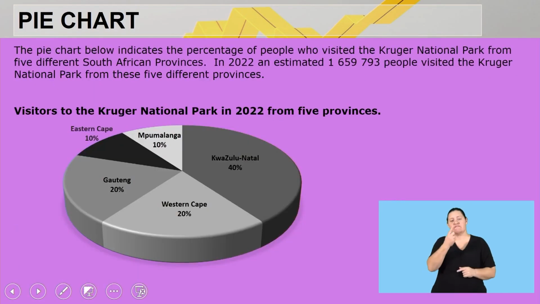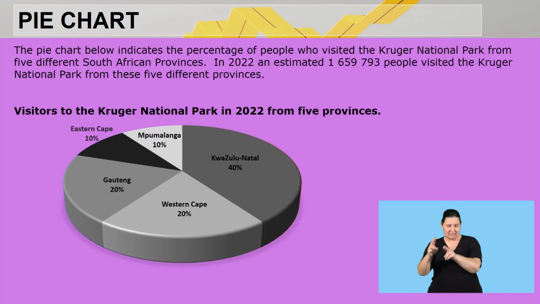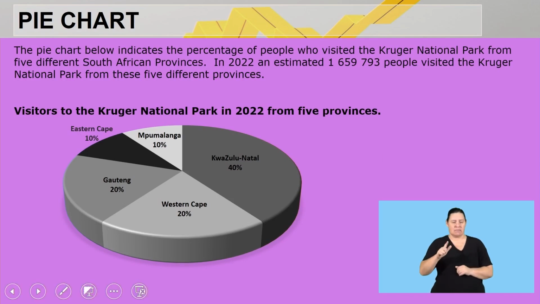Let us look at our first question. The pie chart below indicates the percentage of people who visited the Kruger National Park from 5 different South African provinces. In 2022, an estimated 1,659,793 people visited the Kruger National Park from these 5 different provinces. So there we have our pie chart, and you can see now from the Eastern Cape 10%, Mpumalanga 10%, KwaZulu-Natal 40%, Western Cape 20%, and then Gauteng 20%.